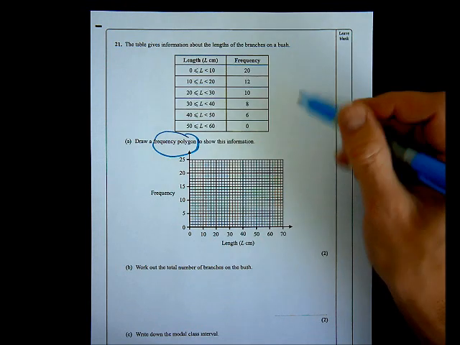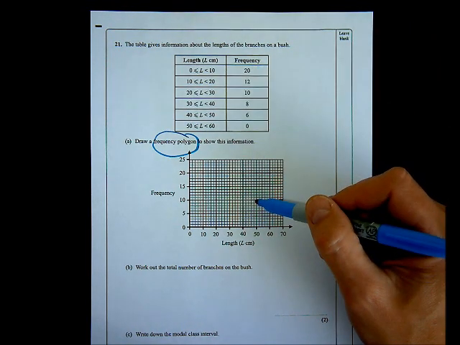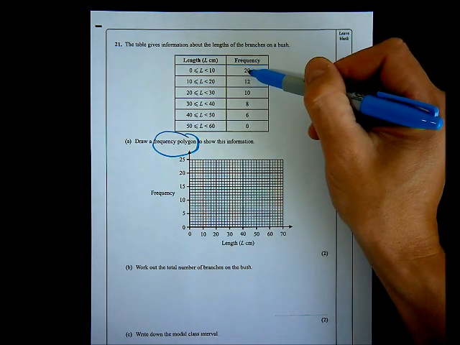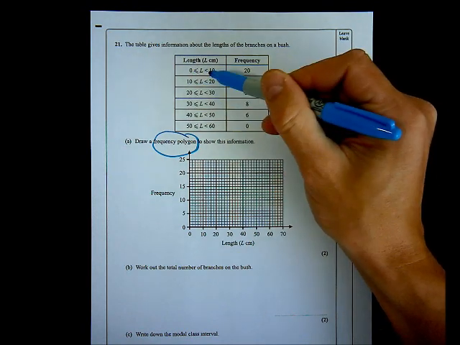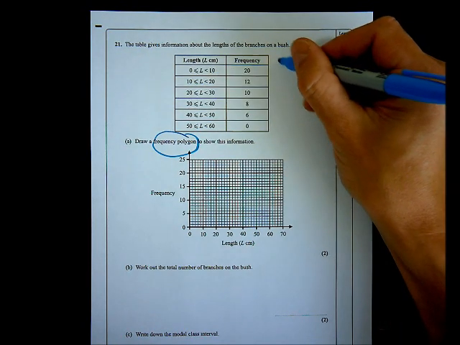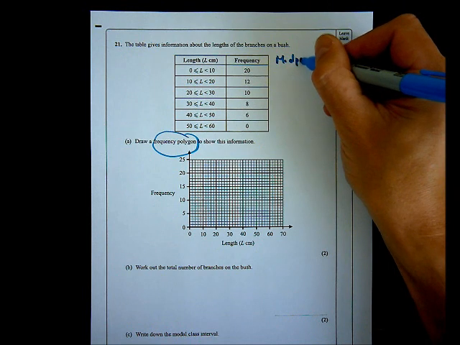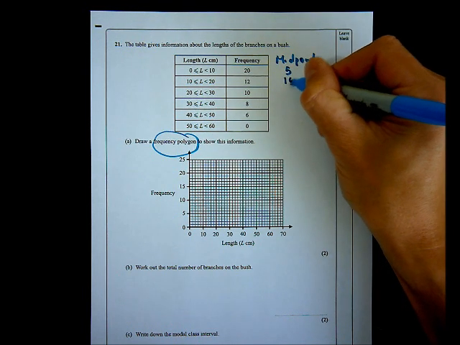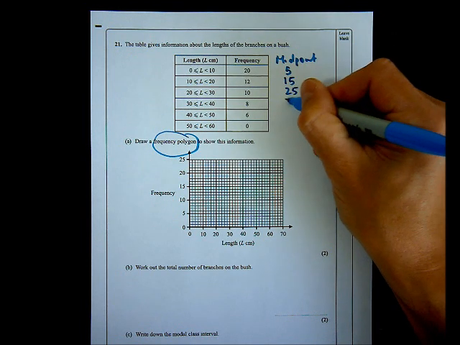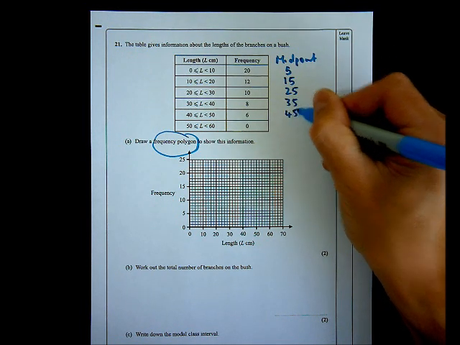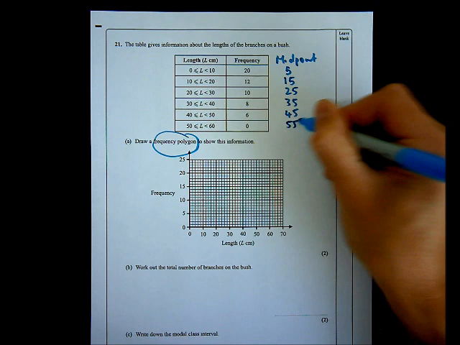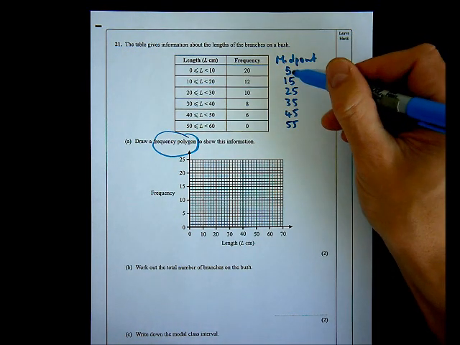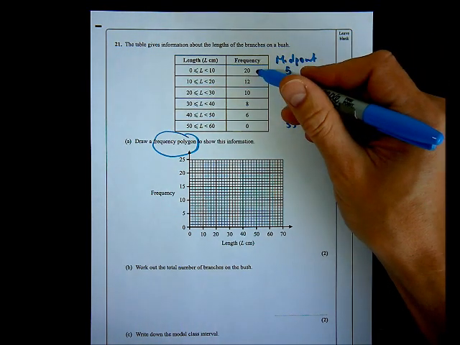So what I need to do is plot this information on the graph. Now, I know that there are 20 branches that are between 0 and 10, so I'm going to plot between 0 and 10, so I'm going to use my midpoint of 5 centimeters, and I'm going to fill in all the other midpoints so I know where I'm going to plot on the horizontal axis. So the first point is a length of 5 centimeters and a frequency of 20.